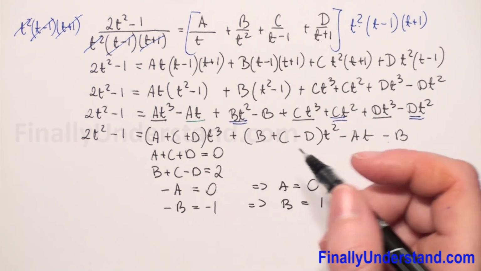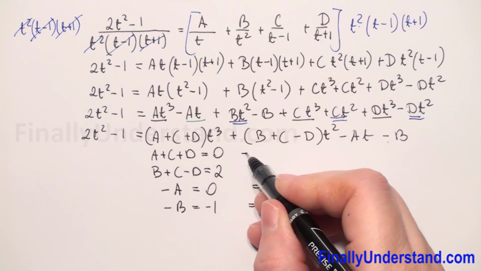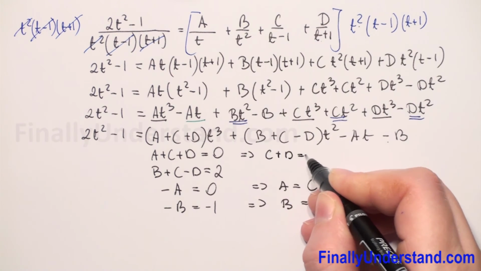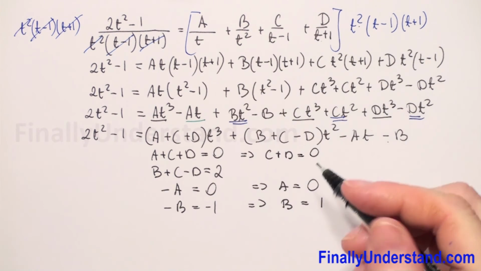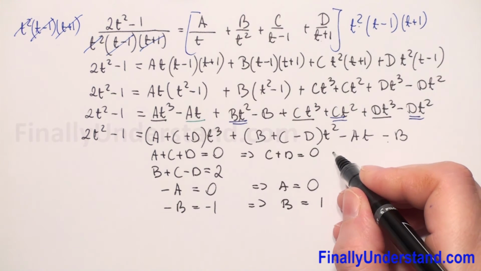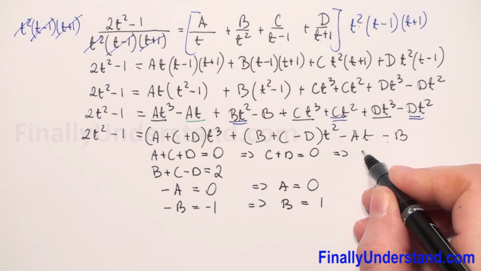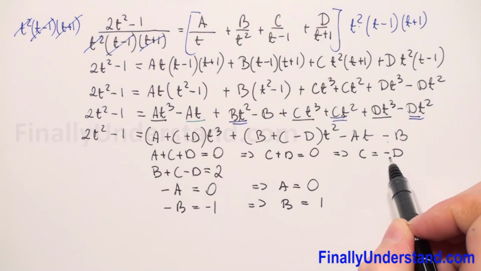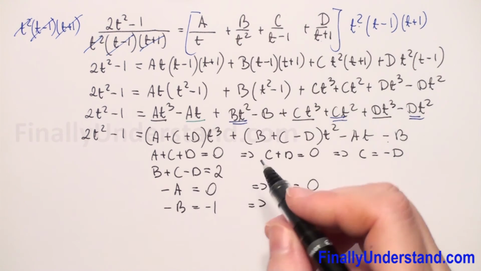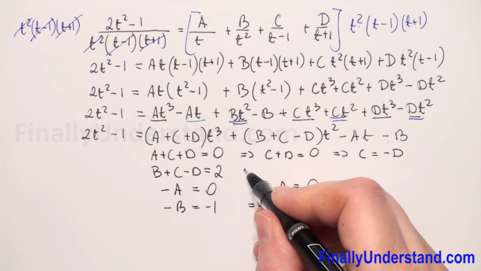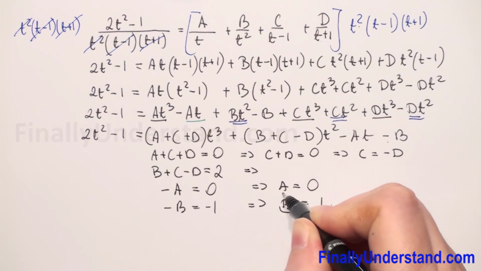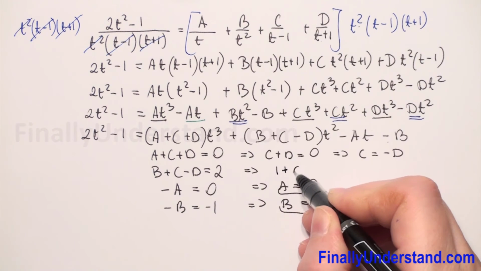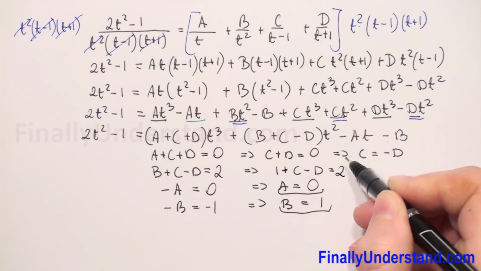So now we can substitute into the first equation. A is 0, so it will be only c plus d is equal to 0. So we can write that c is equal to negative d. I just moved d to the right side, so I have to change the sign. It was positive, so now it's negative. And now b is 1, we found. So it will be 1 plus c minus d equals 2.